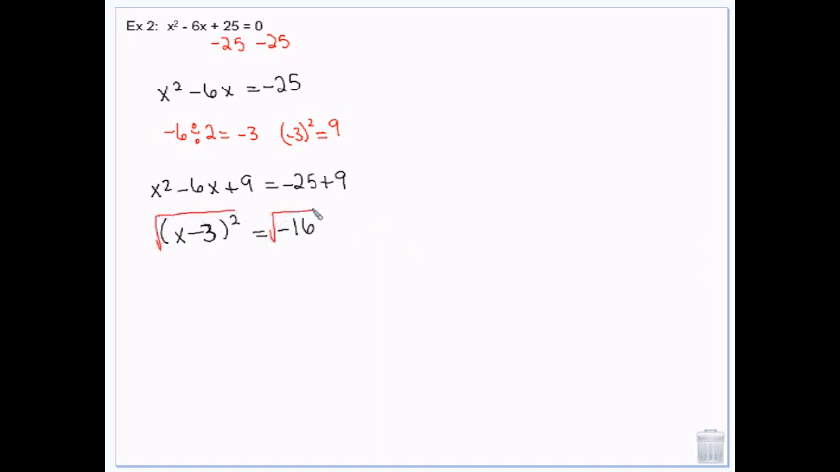I'm going to take the square root of both sides. I'm going to get x minus 3 is equal to plus or minus. Okay, the square root of 16 is 4, and the negative gives me i. So plus or minus 4i. I'm going to add 3 to both sides. And I'm going to get x is equal to 3 plus or minus 4i. And again, part of it's real, part of it's imaginary, so it stays just like that.